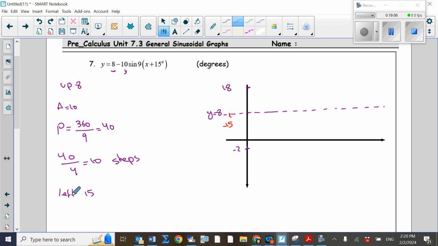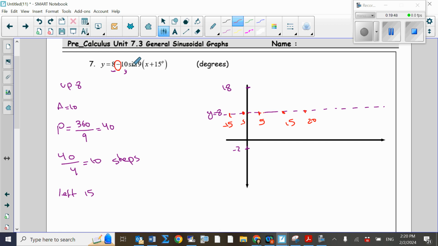Now, we need to find the next critical points. The steps are 10. So from -15, you move 10 to the right. Here at -5 is the next critical point. The next one, plus 10, will be at 5. Plus 10 is 15, the next one, and plus 10 at 20 is the next critical point. Now we're ready to graph the function. However, we see that there is a negative here. That means the function is reflected over the x-axis.